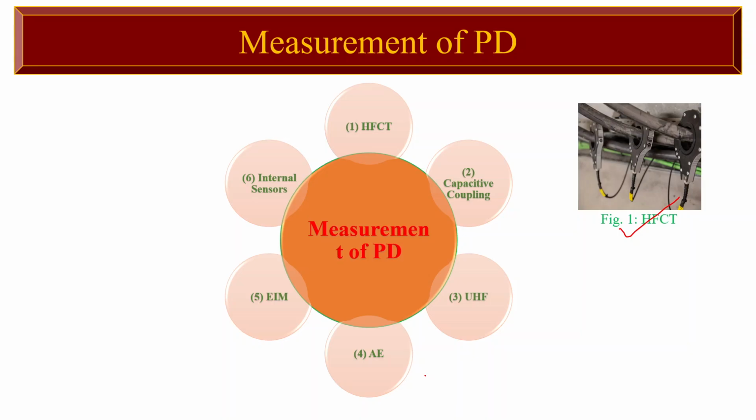Fifth one is data interpretation. The measured data is then interpreted by experts familiar with partial discharge analysis. They can assess the severity of the partial discharge, identify potential issues in the electrical system, and make recommendations for maintenance or corrective actions if necessary.